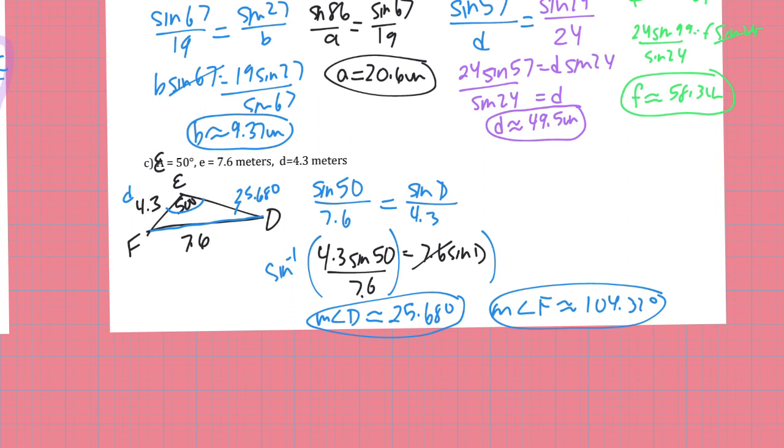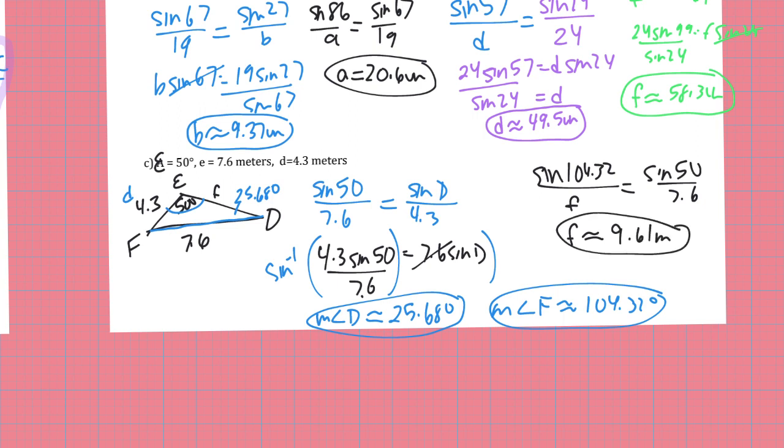And then we'll have to use the law of sines yet one more time to find the length of side F. So the sine of angle F, which is 104.32, over the length of side F, which we don't know, is equal to the sine of 50 over 7.6. And then if you cross multiply and solve, you find the length of side F to be approximately 9.61 meters. And so it's just good to be able to say, we can write these ratios, and can we solve it? Do we know the algebra to help us solve these guys? Cross multiplication is what you do. If you need to find an angle, use inverse for that value.